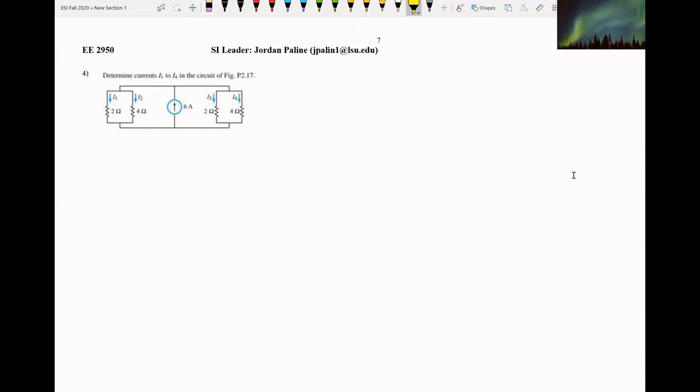Okay, we're looking at problem 4 now. They want us to determine the currents I1 to I4. So 1, 2, 3, and 4. Okay, and we see that we have a current source here with 6 amps.